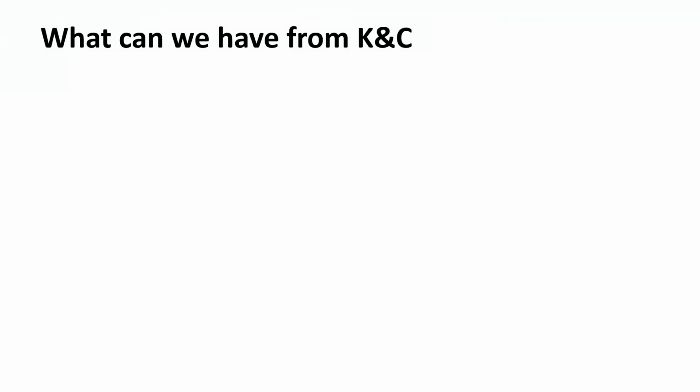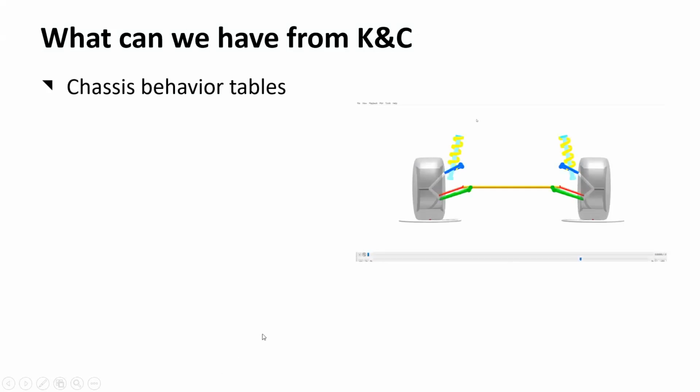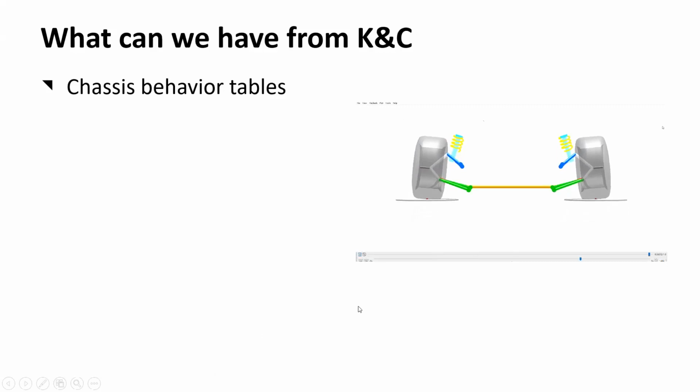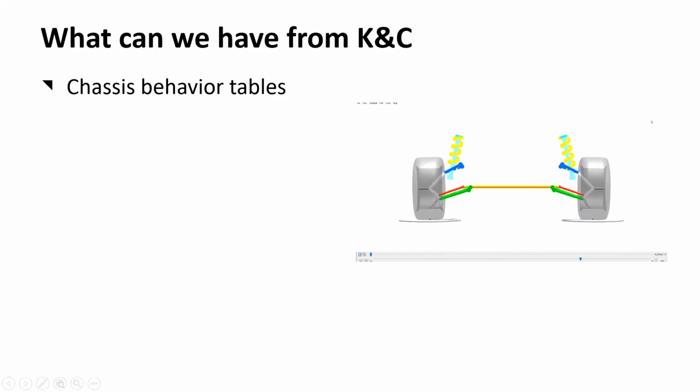To understand KNC testing, the question would be, what can we get from KNC testing? KNC testing can give us our target vehicle's chassis behavior. The result of KNC testing is a series of tables. For example, this video shows a multi-link suspension system. As you can see, when the suspension system is compressing or relaxing, the wheels are moving, since our suspension system will never be vertical to the ground. Every time we compress or relax the suspension system, it will cause the tire to move in the longitudinal and lateral directions.